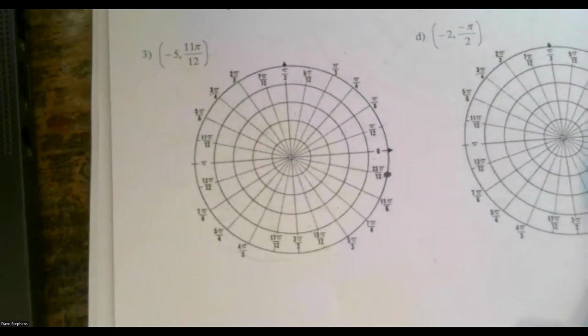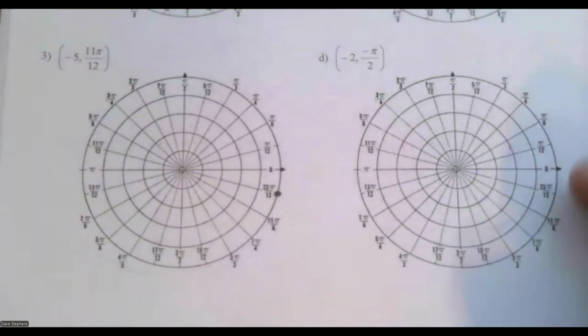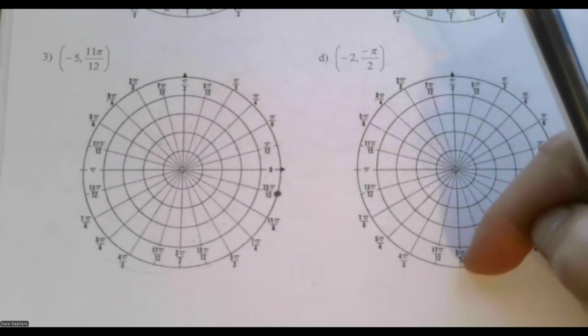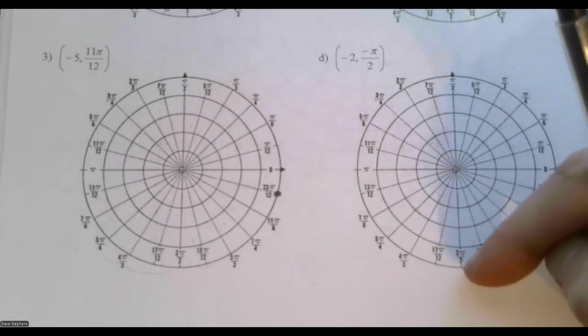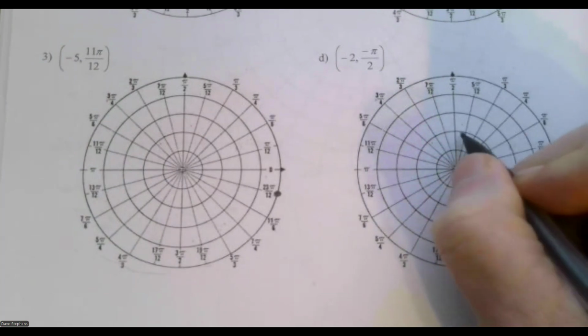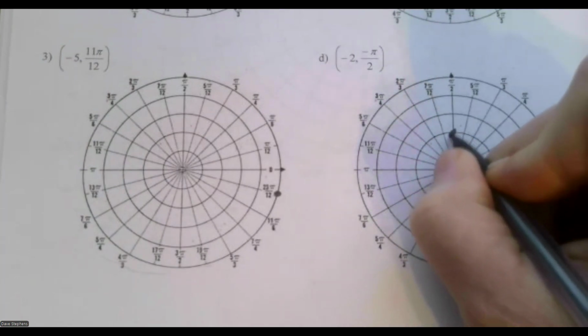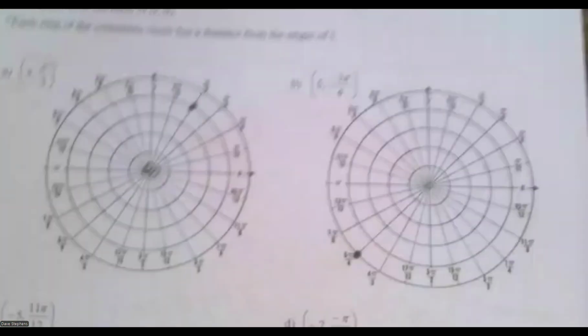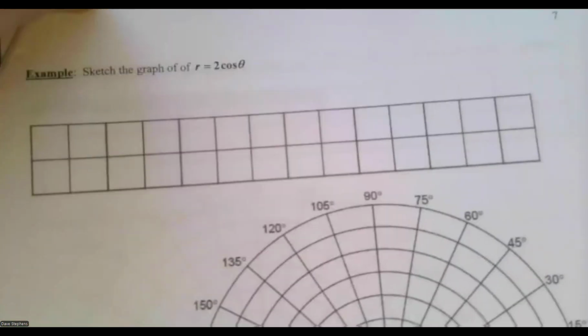All right, let's go to part D: -2, negative pi over 2. So I'm going to be facing straight down at negative pi over 2, and then my travel distance is -2 units. There you are. We're good to go. Hopefully you have no issues plotting those points. There are some more here in the notes to let you do that on your own.